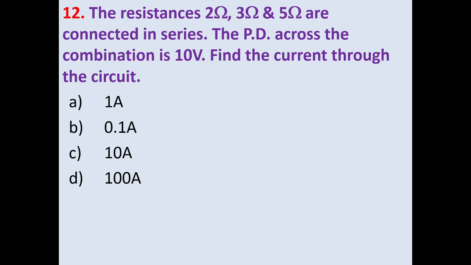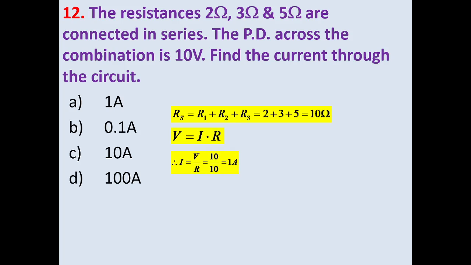The resistances 2 ohm, 3 ohm and 5 ohm are connected in series. The potential difference across the combination is 10 volt. Find the current through the circuit. Three resistances R1, R2, R3 are given, connected in series. We first find the equivalent resistance of the series combination using the formula Rs is equal to R1 plus R2 plus R3. So it is 2 plus 3 plus 5, that is 10 ohm. To find the current through the circuit, we use Ohm's law, V is equal to IR. So I is equal to V upon R. So it comes to 1 ampere.